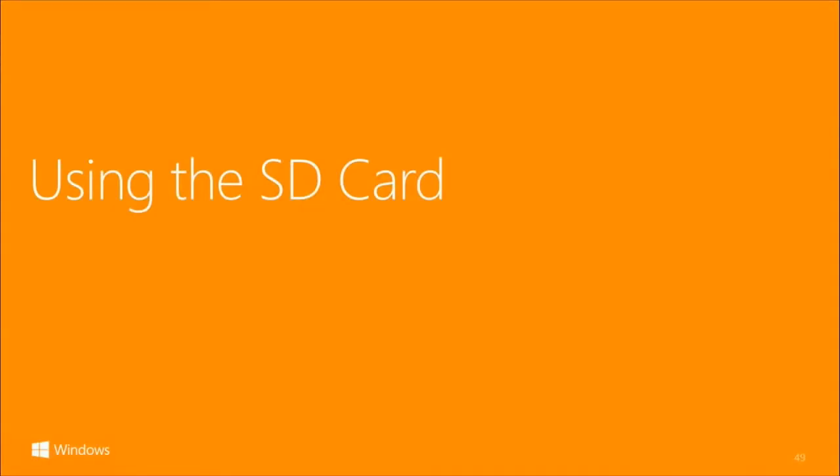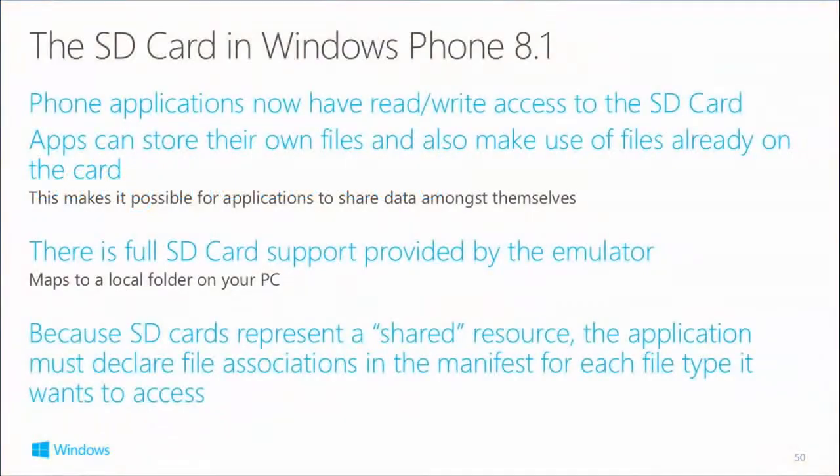So we're going to look at using the SD card now. This is all about reading and writing information to and from the SD card. Our phone applications now have read-write access to that SD card, and we can store our own files and also make use of files that are already on the card. This means we can create a way where applications can share data amongst themselves, data that doesn't necessarily live inside of the video or the images.